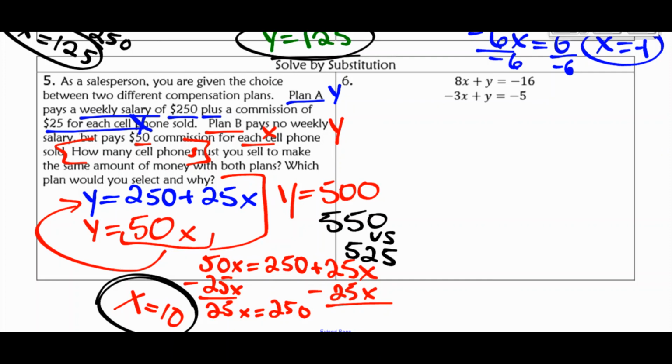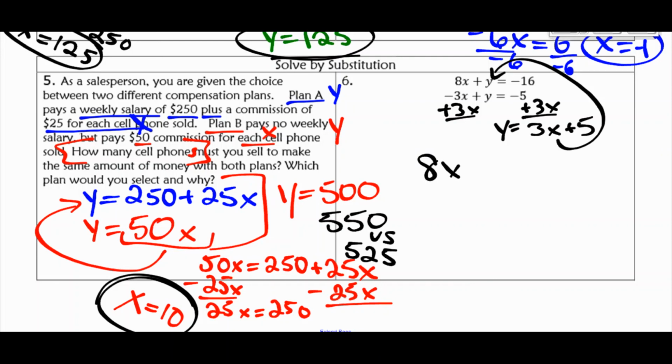Number 6, I need to use substitution, so I have to solve for one of those variables. I'm going to solve for y in the bottom. I'm going to add the 3x over to the other side. It gives me that y equals 3x plus 5. Now I can use substitution. It might have been easier to use elimination on there, but I'm going to use substitution by taking that whole expression, plugging it in place of y. So that gives me 8x plus 3x plus 5.